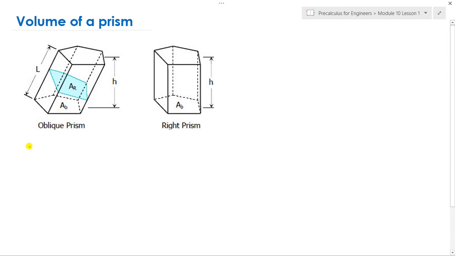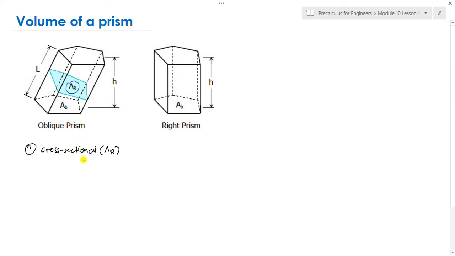So we have two cases here for an oblique prism. First one is you can solve its volume in terms of the cross-sectional area. Now, if you are going to use the cross-sectional area, that is represented by the variable AR, and that is the blue one you see in the figure. This is AR.